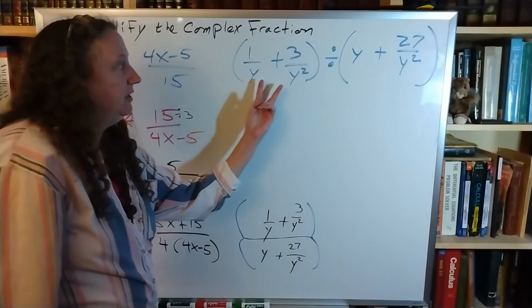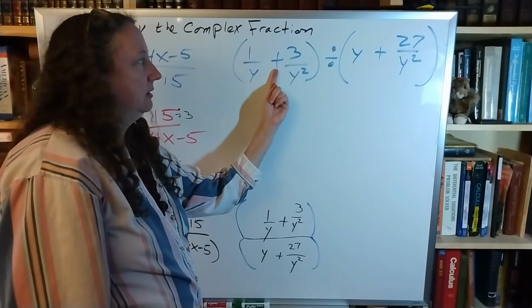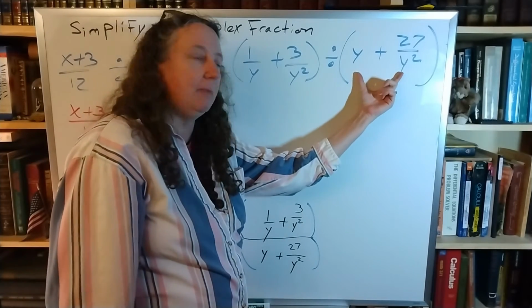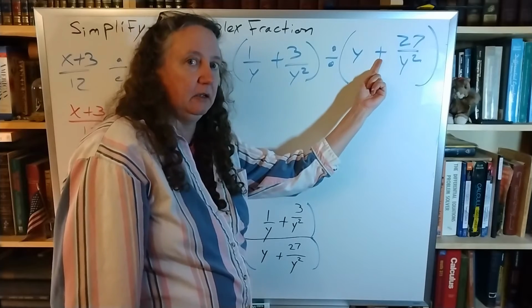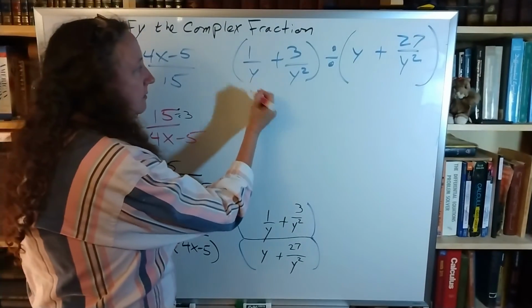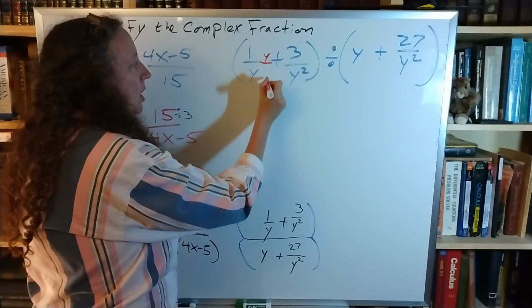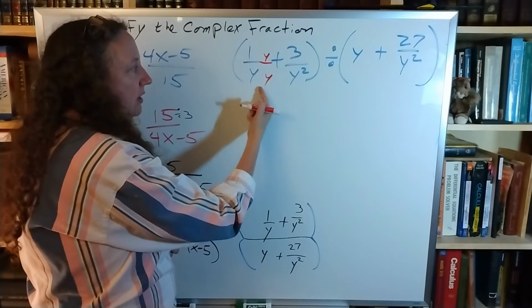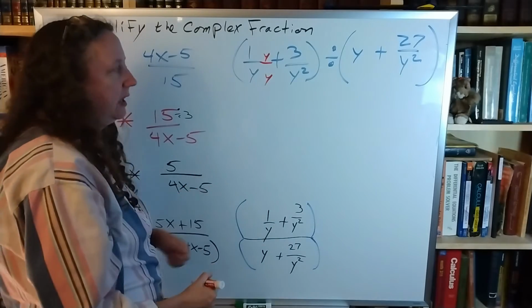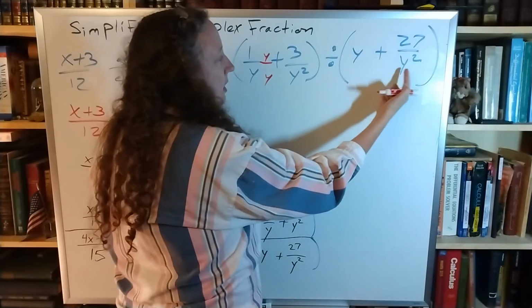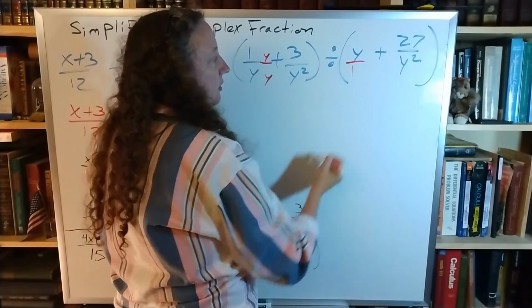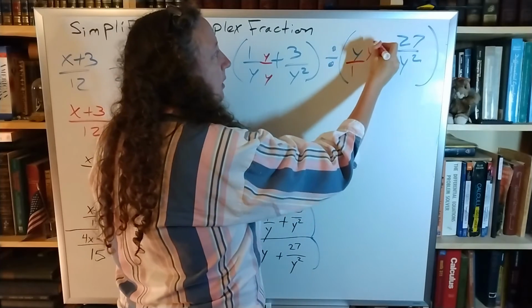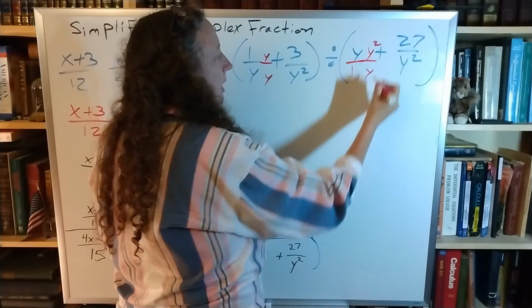I want a common denominator because I'm adding. So for this first one, I can multiply by y over y, and that gives me y squared and y squared. That works. The second one, I want a y squared there. This is over 1, so I have to multiply by y squared over y squared.